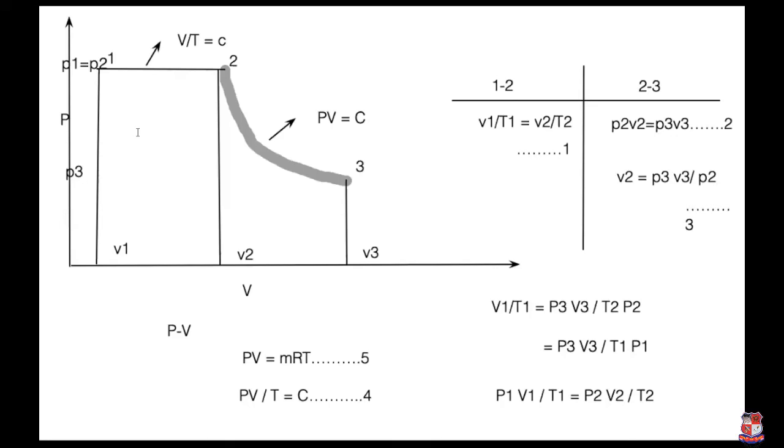Today we studied only three laws: one is Boyle's, one is Charles, and one is the combined gas law. My suggestion is to only prepare the combined gas law, so you can separate out Charles V by T is equal to C and Boyle's PV is equal to C. For Charles I draw this diagram, and for the combined gas law only draw PV is equal to C, this diagram.